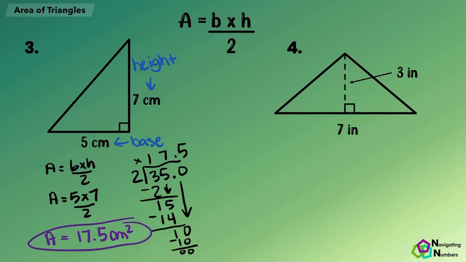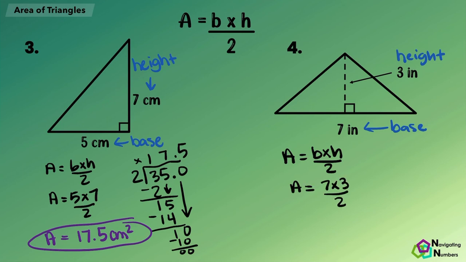All right, number 4, we have a triangle with a base of 7 and a height of 3. Again, notice the right angle. So the area is base times height divided by 2. That means that would be 7 times 3 divided by 2. 7 times 3 is 21. So then half of 21, 21 divided by 2.